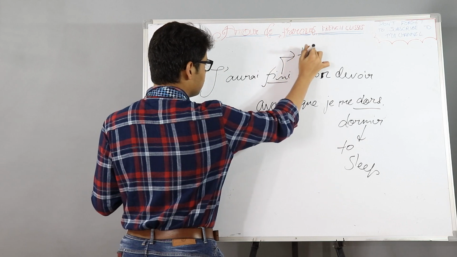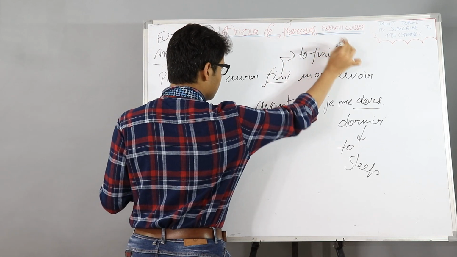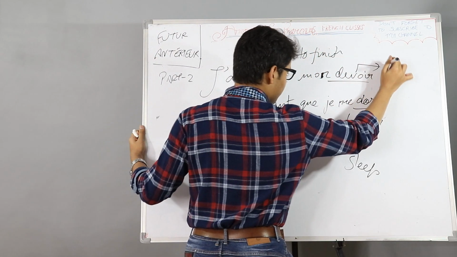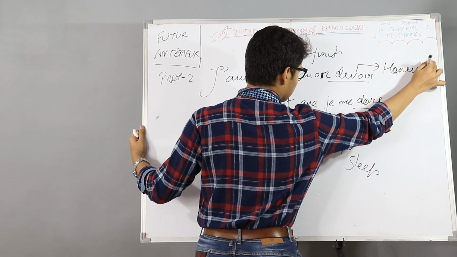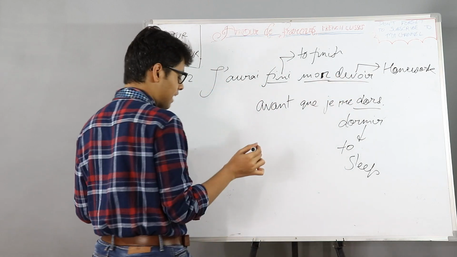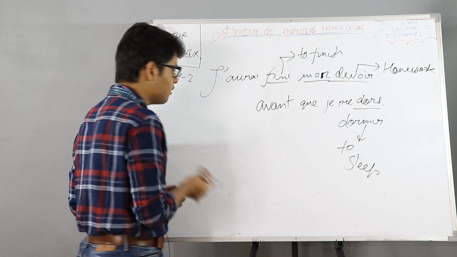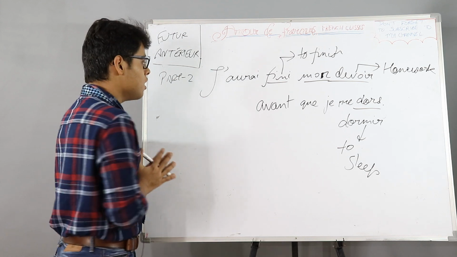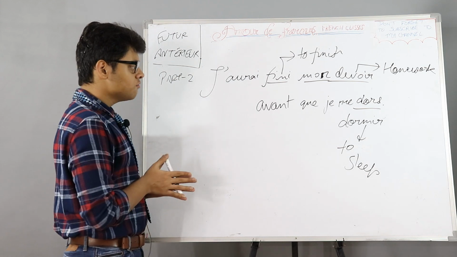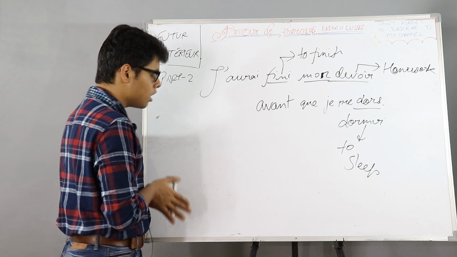Finir is finir, which means to finish. Mon devoir. Devoir here is homework. Mon is the possessive adjective. And aurais fini is the futur antérieur. J'aurais fini mon devoir avant que je m'endors. I would have finished my homework before I go to sleep.